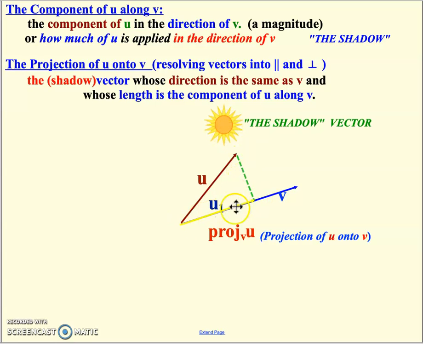Shadow hits, right, creates a distance or a magnitude, but now what's that as a vector? Like, what are its actual a and b components? And the projection vector is that vector. So that's a shadow vector. So projection of u onto v is the vector that corresponds to the component of u onto v. Okay, let's build up projection.